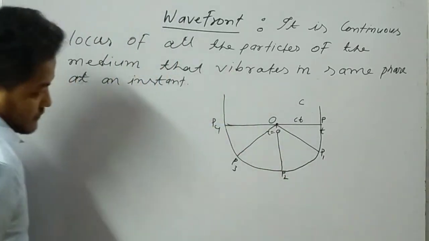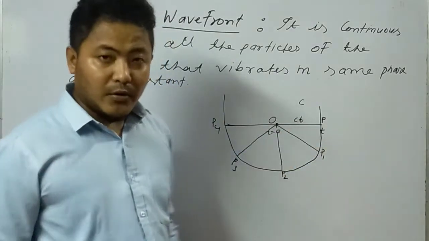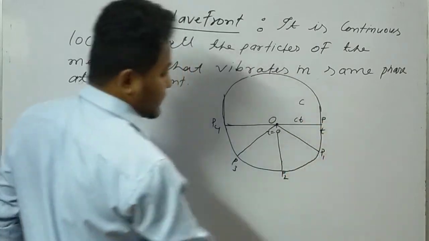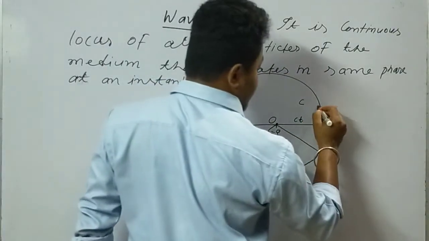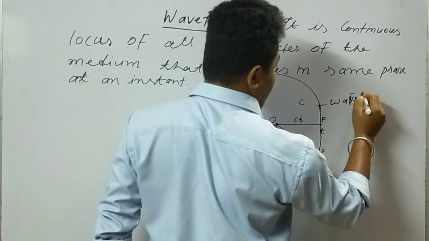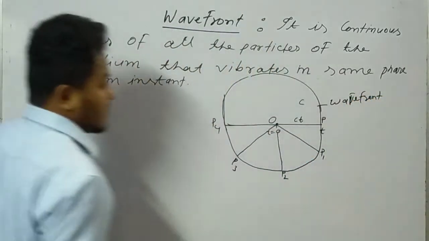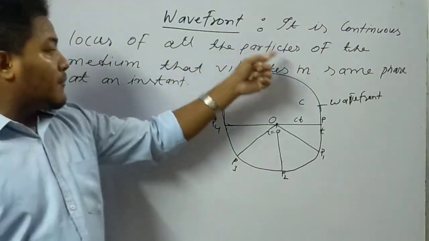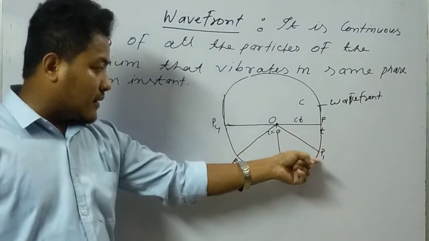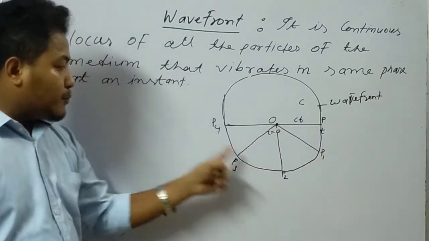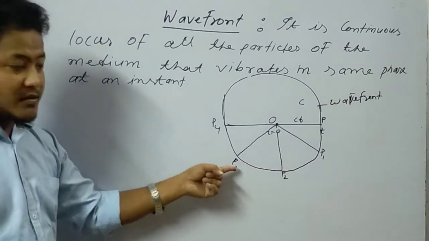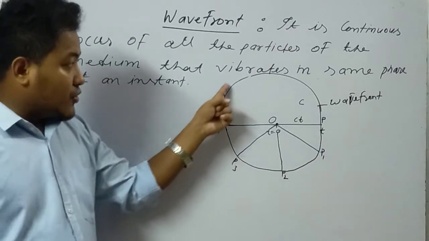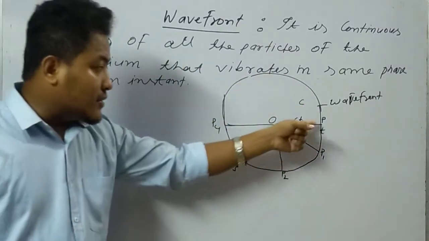this will be the wavefront. Am I clear? This is going to be the wavefront. It's very simple. So what is happening in this case? It is the continuous locus of all the particles. As you can see, all these particles p1, p2, p3, p4, like that, they are forming a continuous locus. Am I clear? This is a continuous locus formed by these particles.